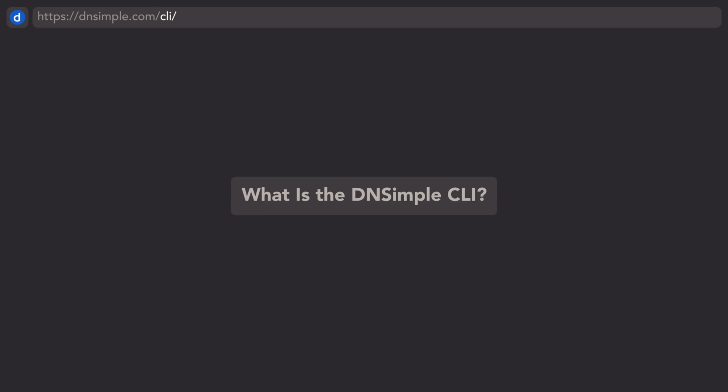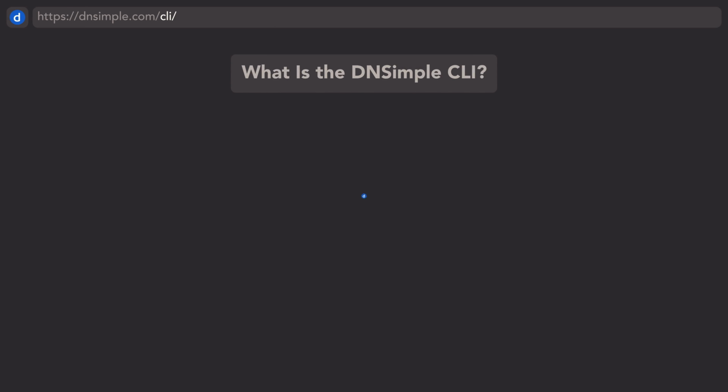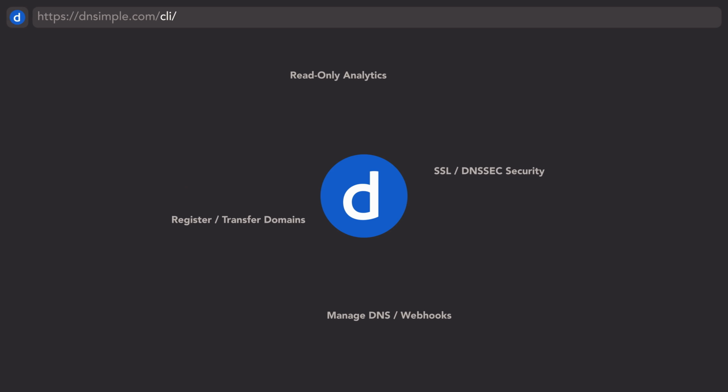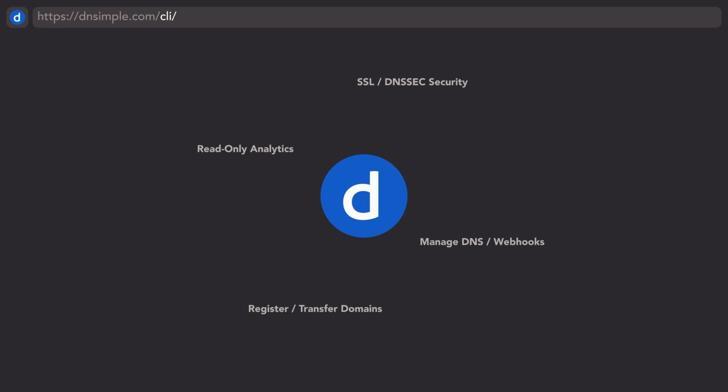What is the DNSimple CLI? The DNSimple CLI covers the full DNSimple API. Register or transfer domains, manage DNS records, SSL certificates, DNSSEC, templates, and webhooks, all through a single command, whether you're at a terminal, in a script, or directing an AI agent.